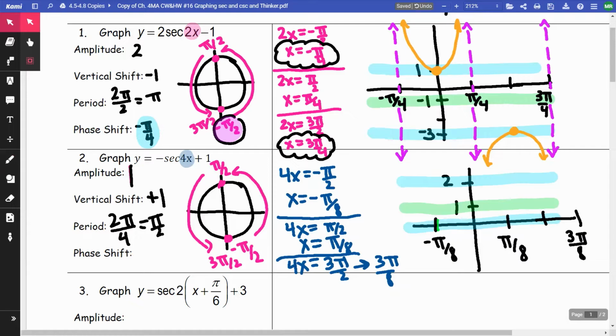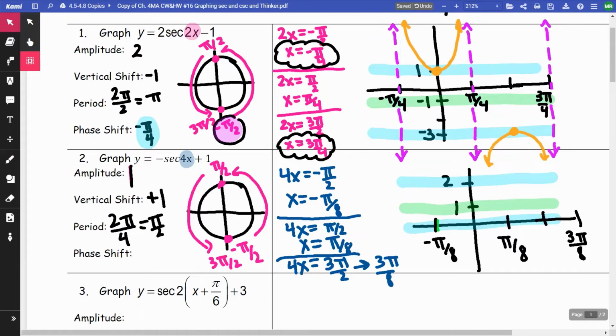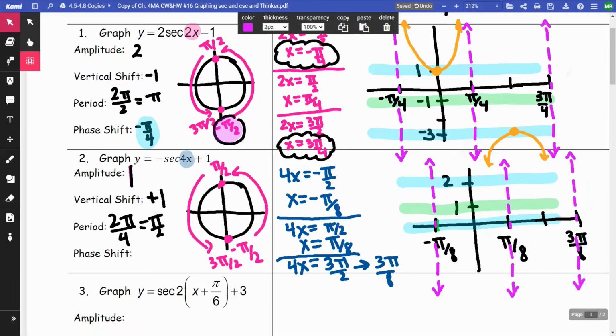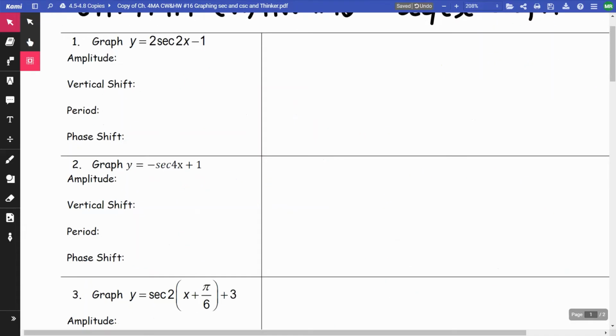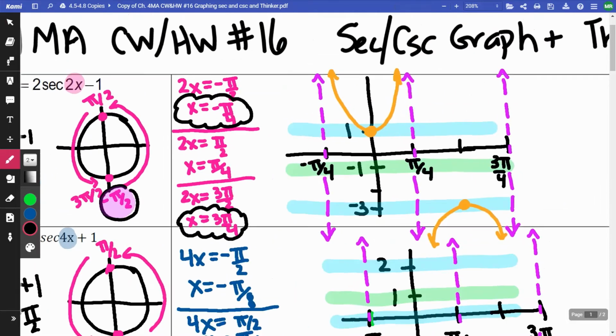So if I take my asymptote, I'm going to have one here at pi eighths, here at positive pi eighths, here at 3 pi eighths. And on both of these, I did not write my asymptote equations. You want to. So let me just refresh up here.